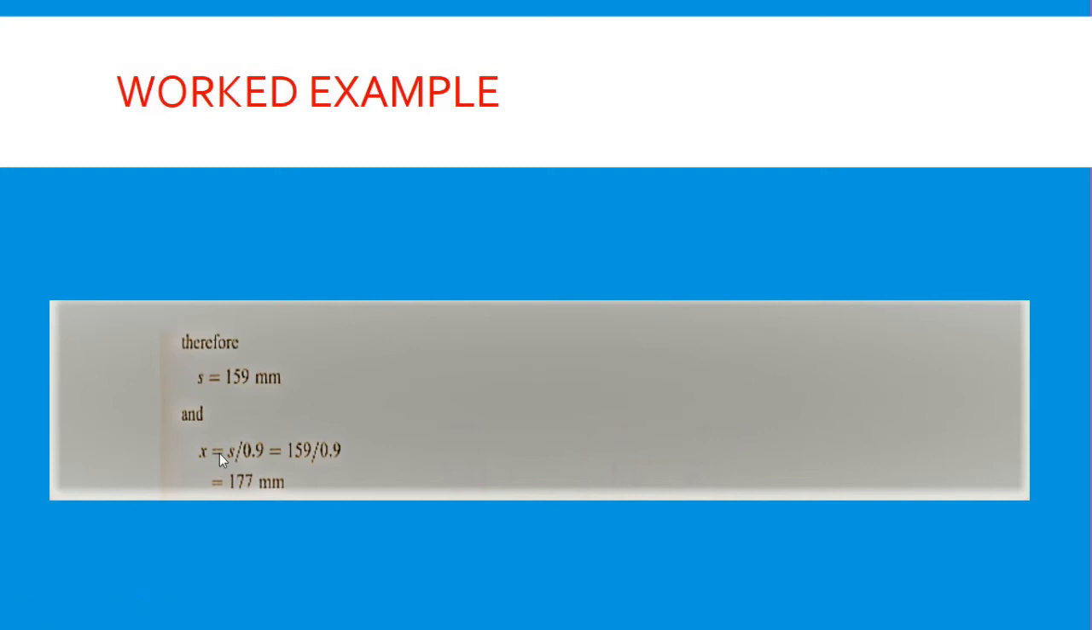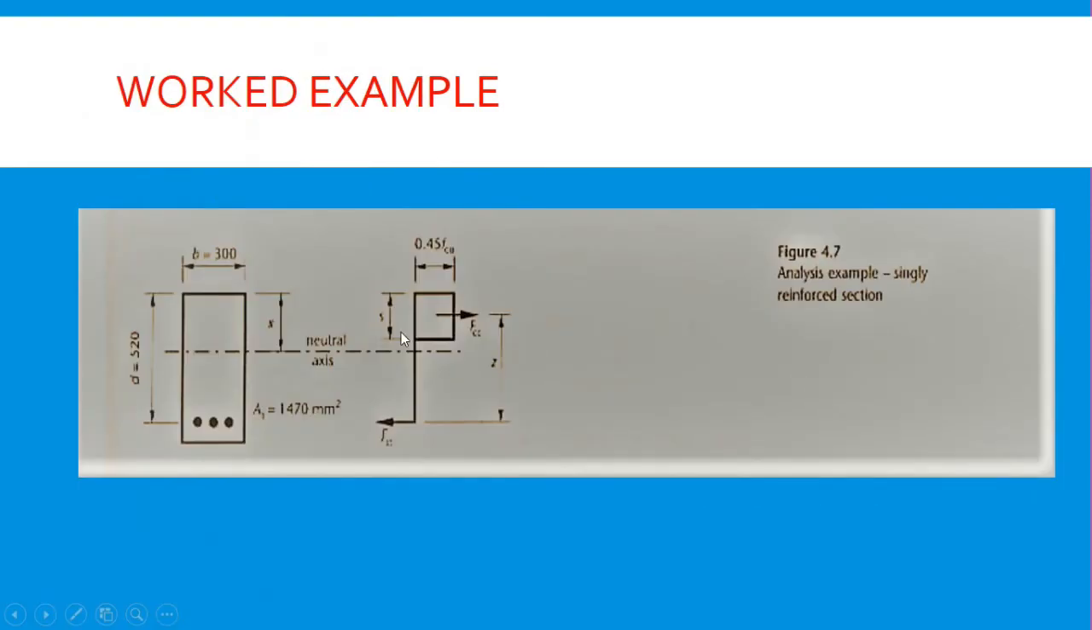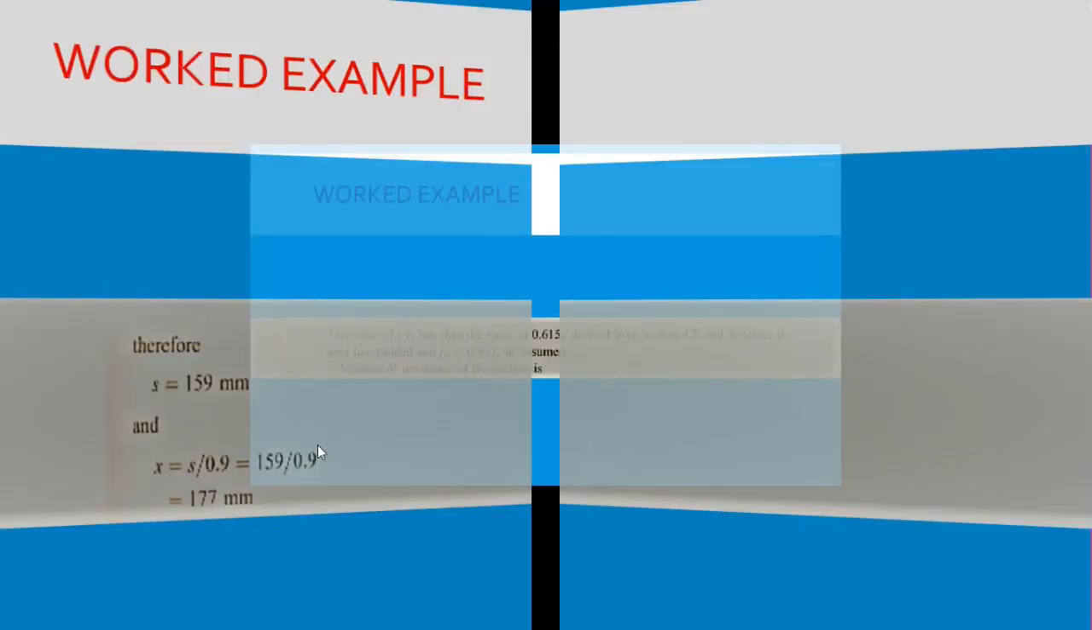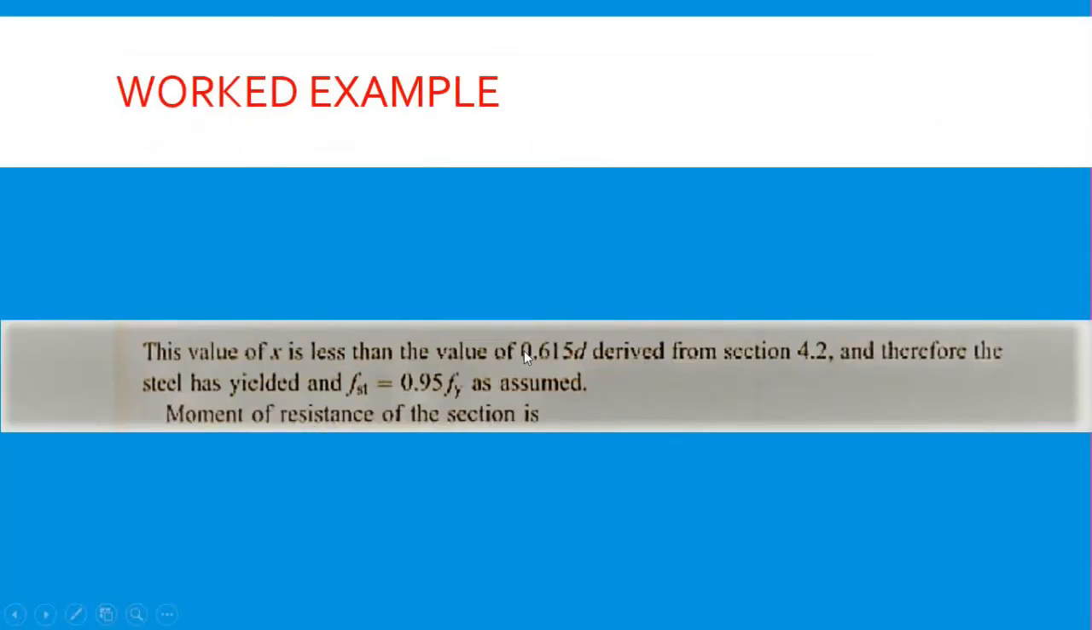Then for us to get the value of x, the value of x here is from this point up to the neutral axis. Since s is the same as 0.9x, and we already have the value of s, we divide by 0.9. So 159 divided by 0.9 gives the value of x as 177. This value is less than 0.615d derived from section 4.2. Therefore, the steel has yielded and fs is 0.95 fy as assumed.